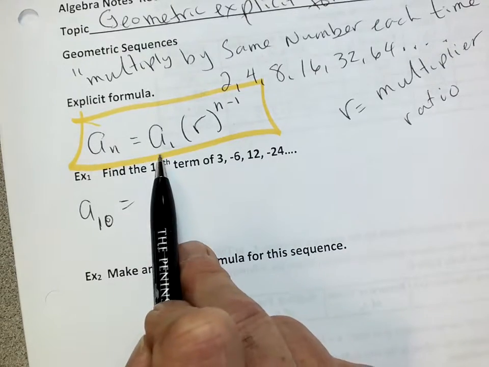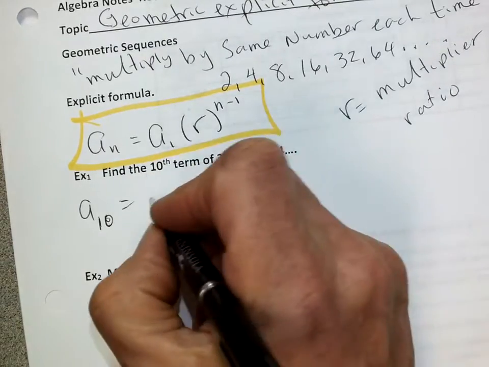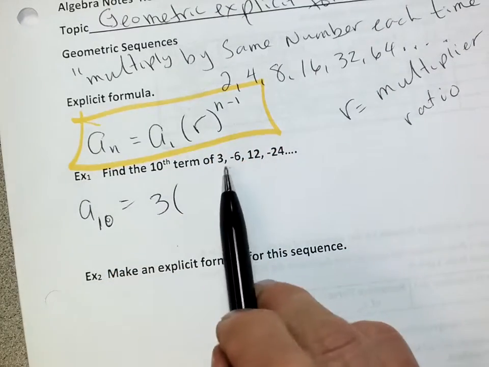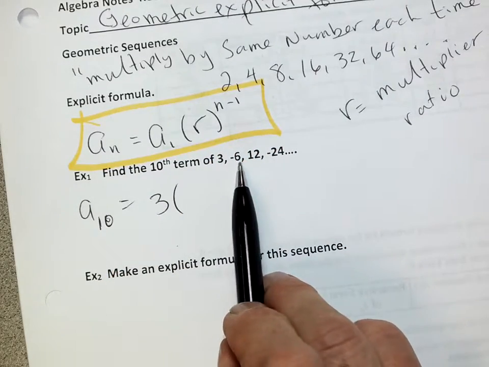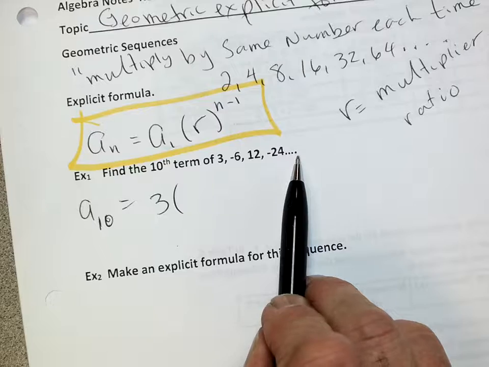So my formula says take A1, which is 3. Now my multiplier, what am I doing from here to here to here? Isn't it multiplying by negative 2?